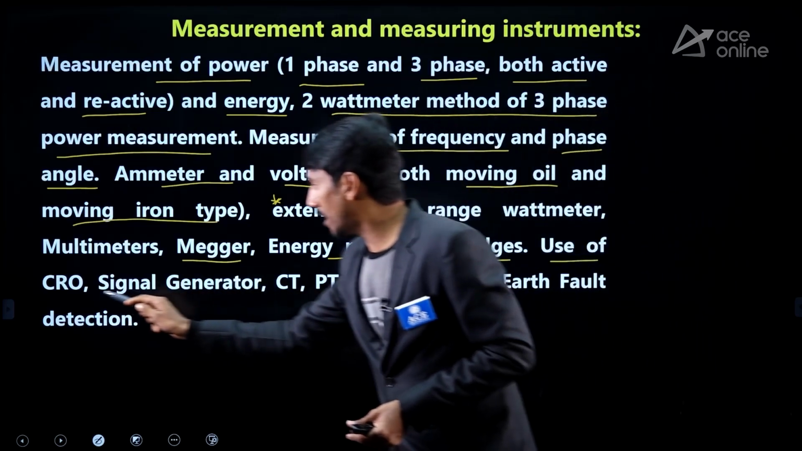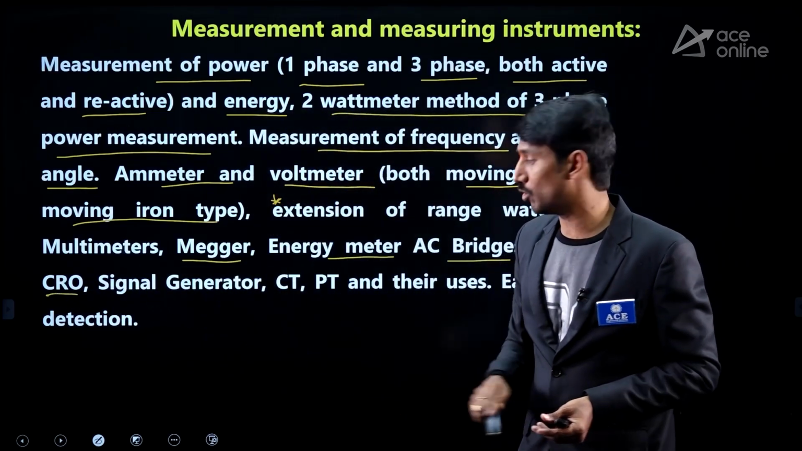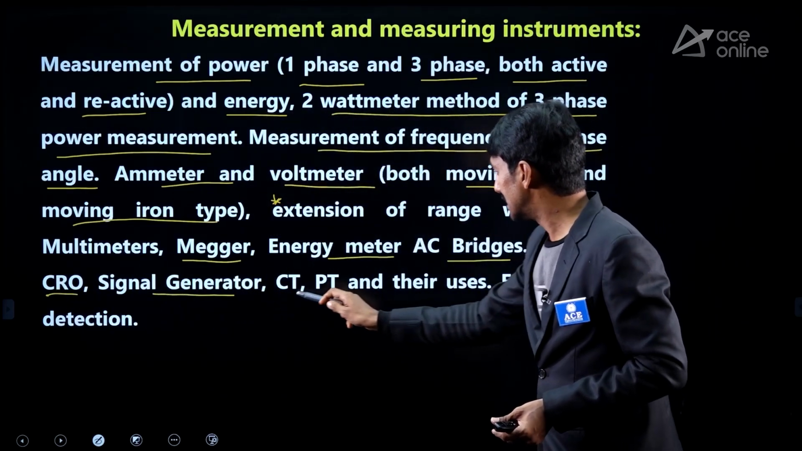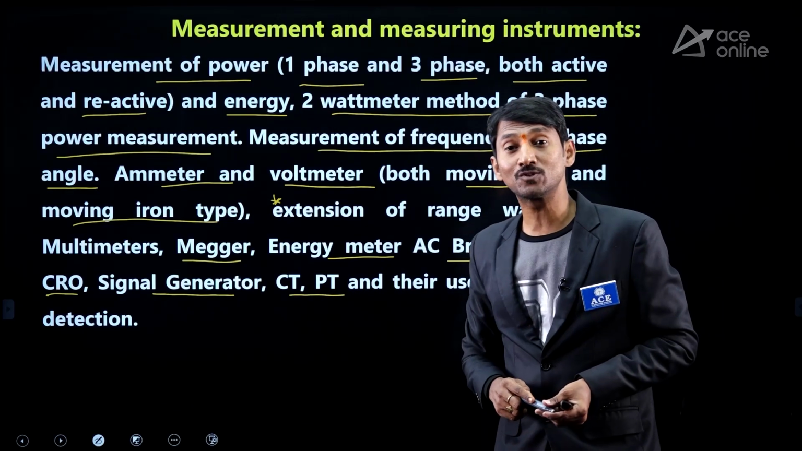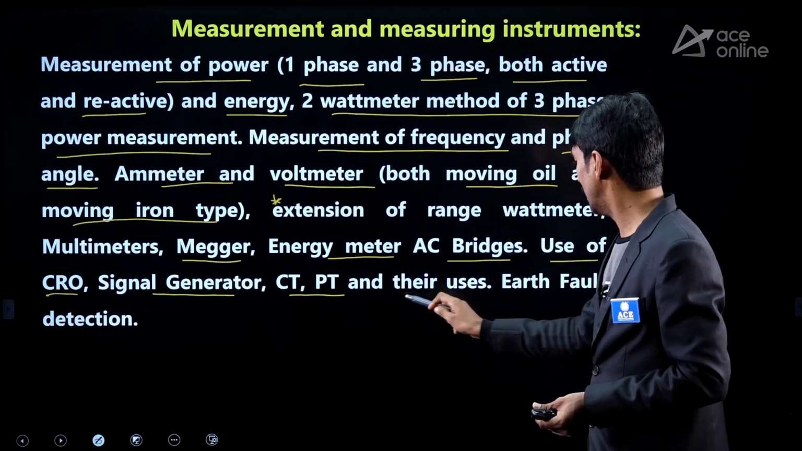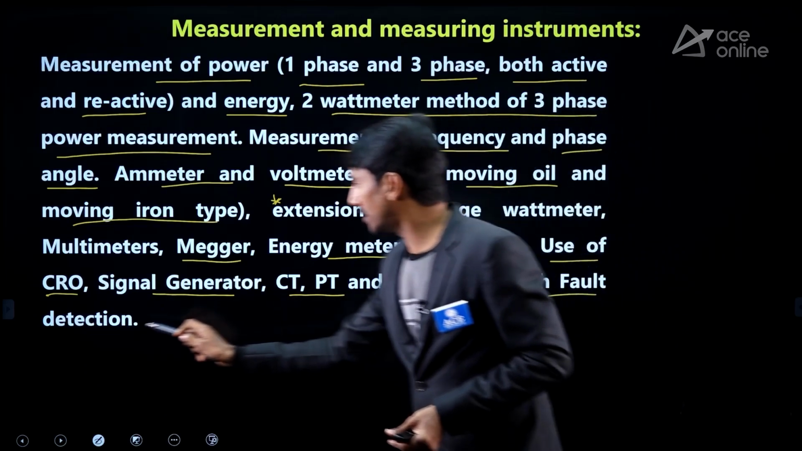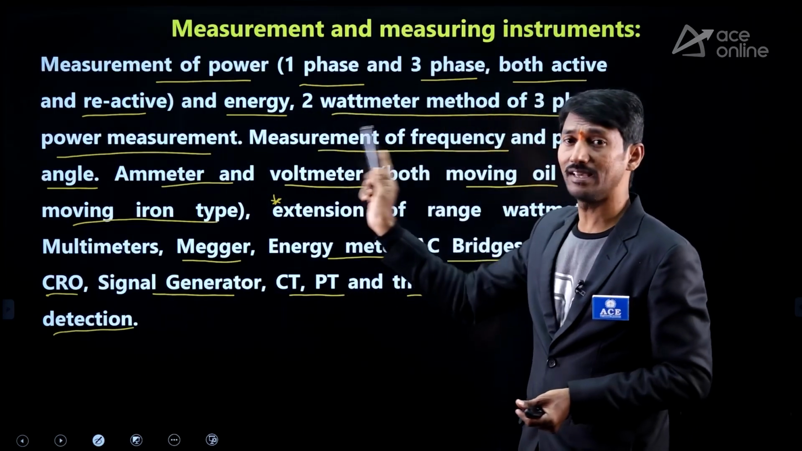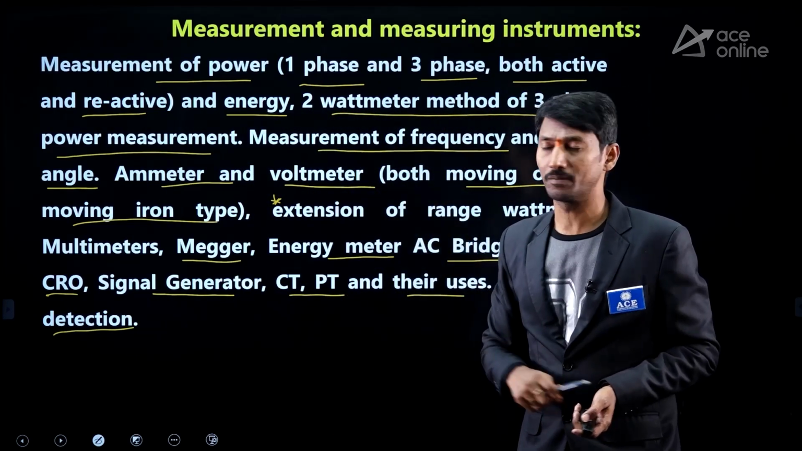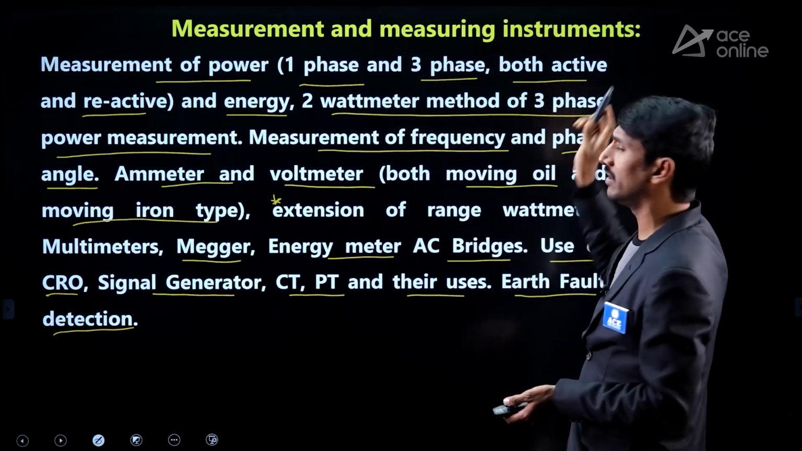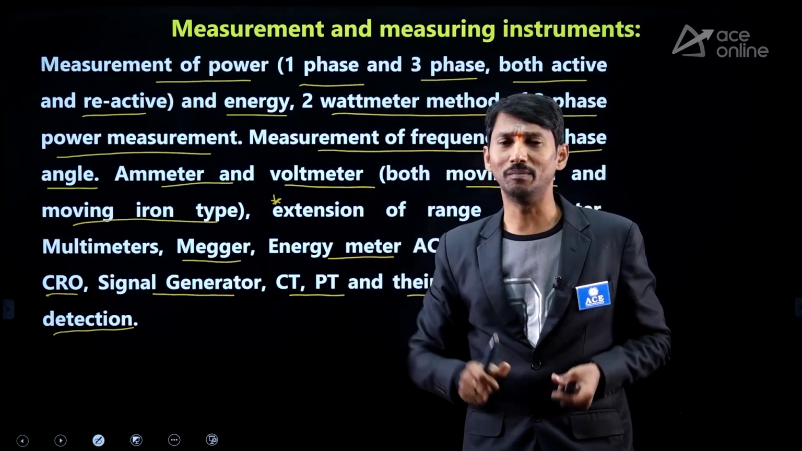Use of CRO, cathode ray oscilloscope, signal generator, CT and PT, current transformer and potential transformer, and their uses, earth fault detection. This is the syllabus given in the measurement subject. He has given measurement and measuring instruments, but commonly we say measurement subject.